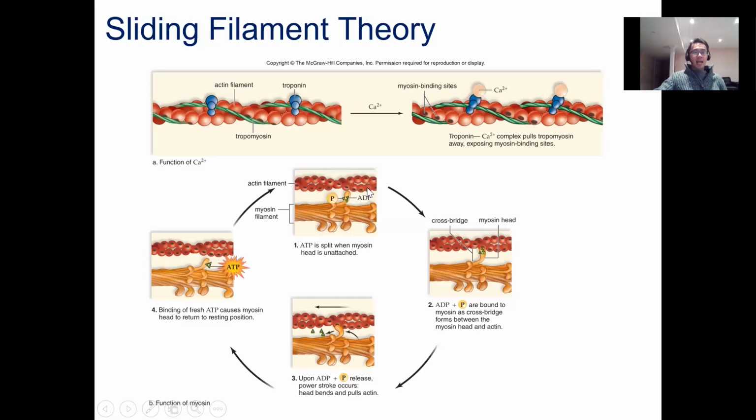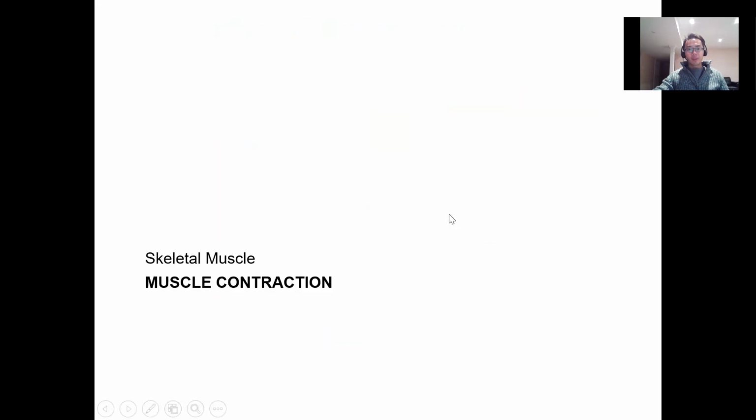Okay, so here is the sliding filament theory. I'm going to keep it simple for you. Not going to go into too much detail, but here is an actin. All these red balls, that's the actin filament. So for the muscle to contract, what needs to happen is the myosin has to grab onto the actin and pull.